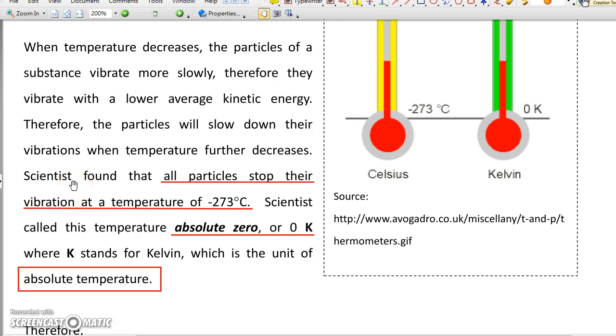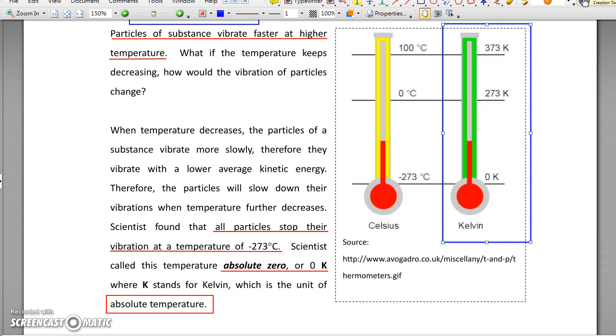Scientists found that all particles stop moving at a temperature of negative 273 degrees Celsius. That means there cannot be any temperature lower than this because particles have already stopped their motion at that temperature. Scientists call this temperature 0 K, and the temperature scale that is measured in this way is called the absolute temperature scale.